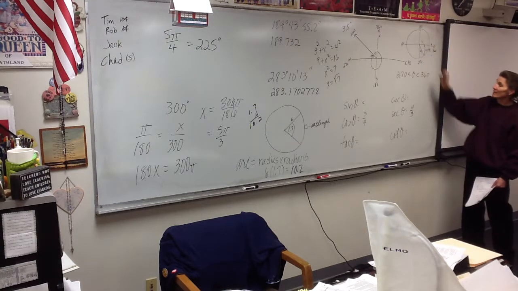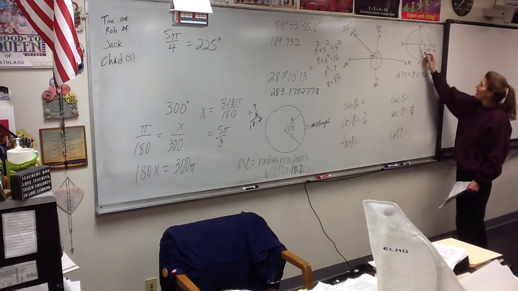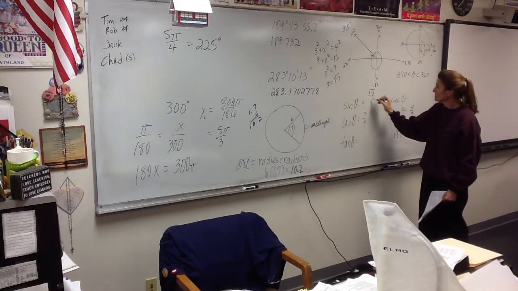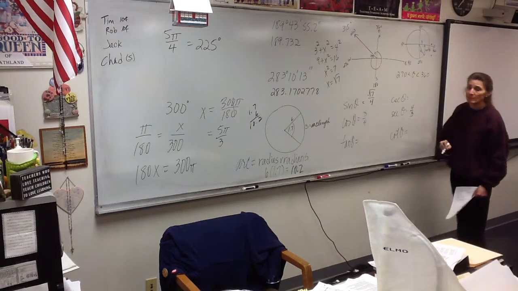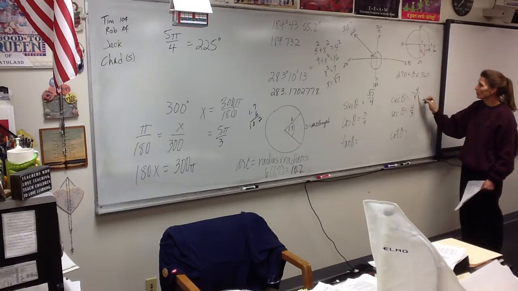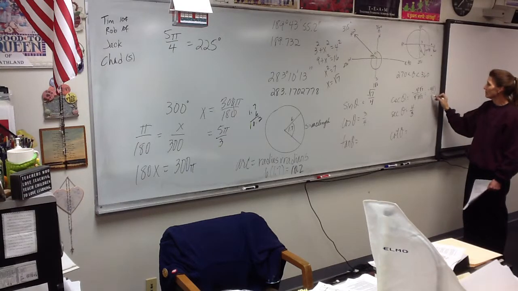quadrant, negative root 7. So if I'm looking for the sine, I will do opposite over hypotenuse, negative root 7 over 4. The reciprocal of that would be negative 4 over root 7, which I will rationalize and get negative 4 root 7 over 7.